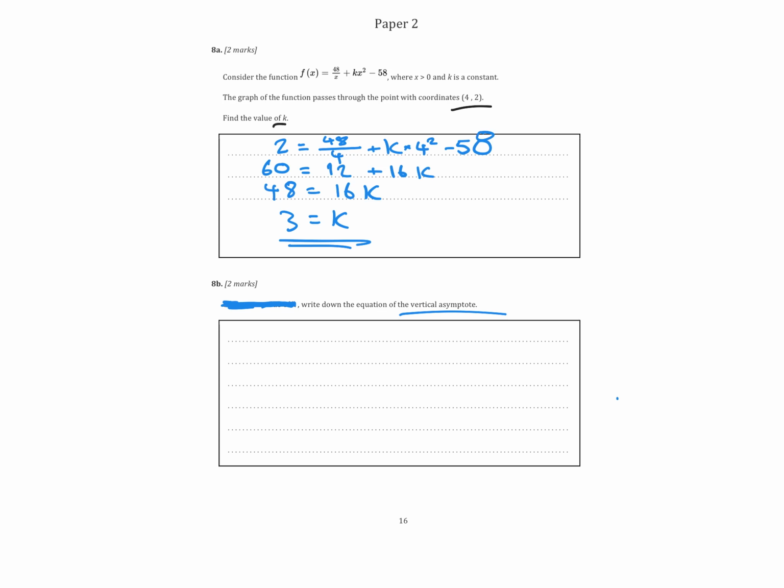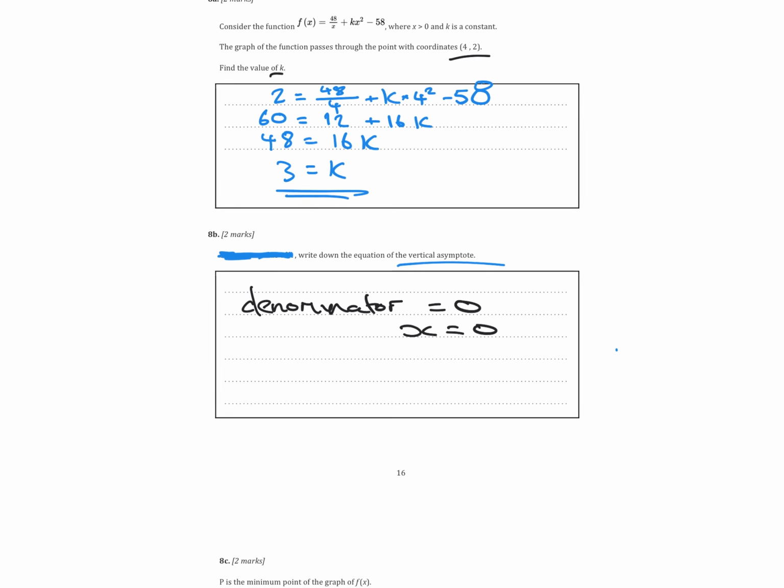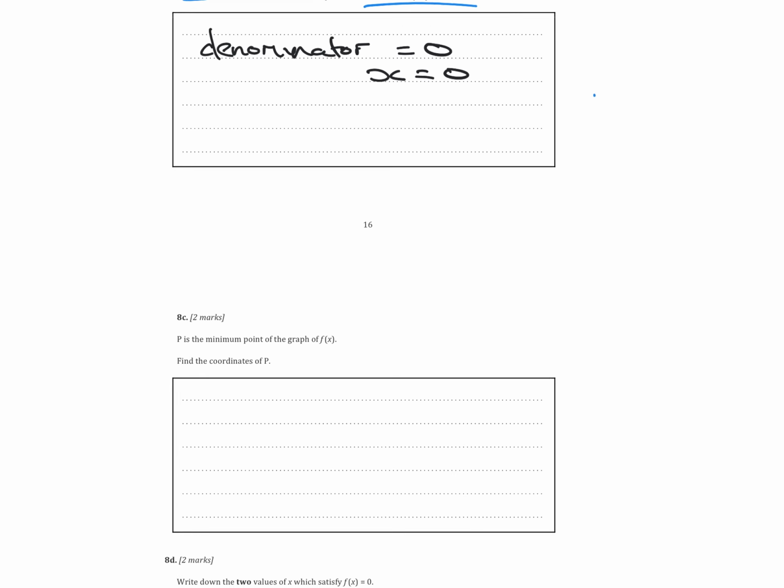So if we ignore that first bit of information, the vertical asymptote is simply where we're dividing by 0. So we need to focus on that bit, and effectively we need the denominator to equal 0, which we've seen a couple of times before. So I would write down denominator equals 0. There's not a great deal more I can write. x equals 0. Okay, moving on.